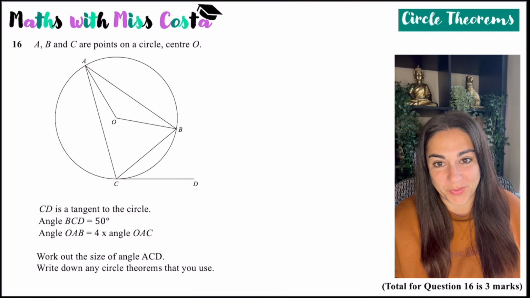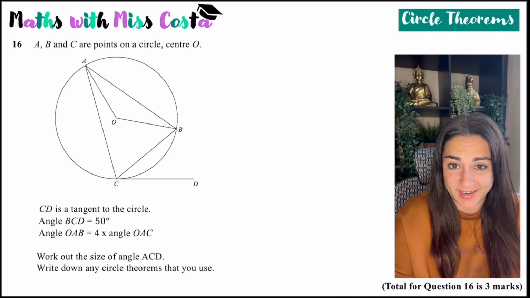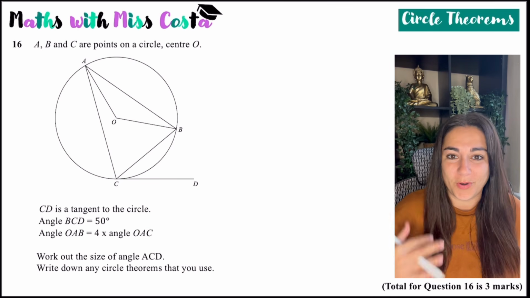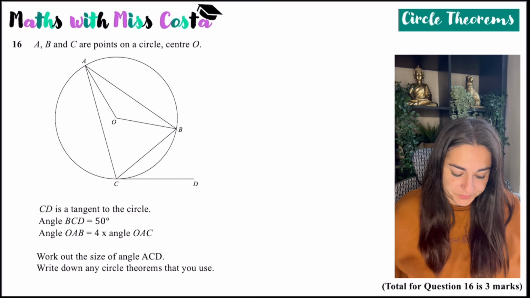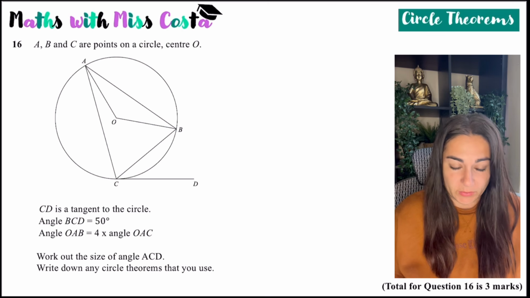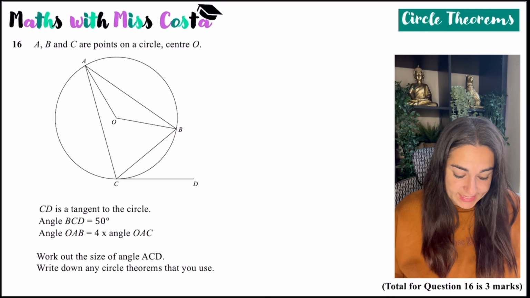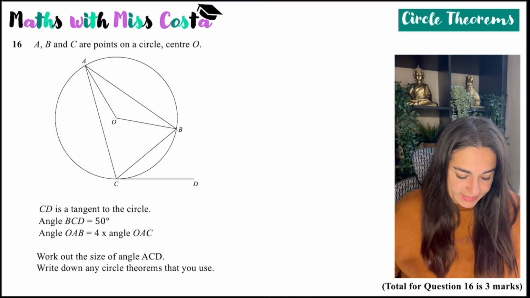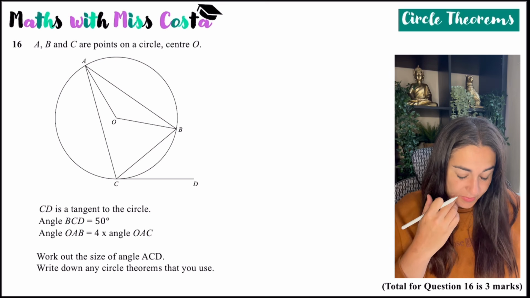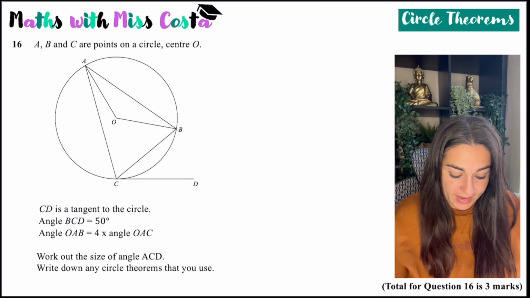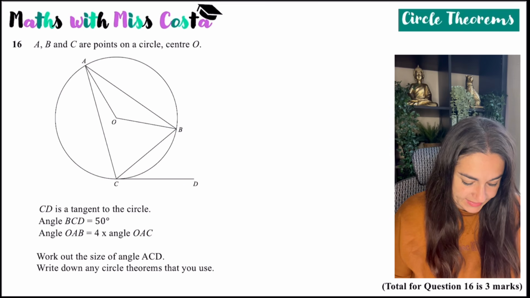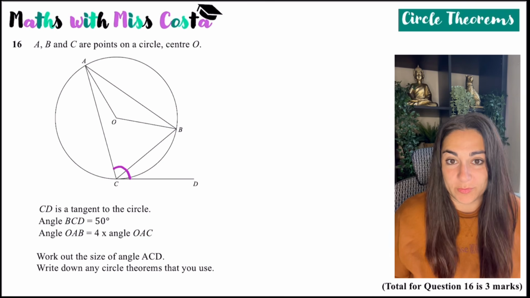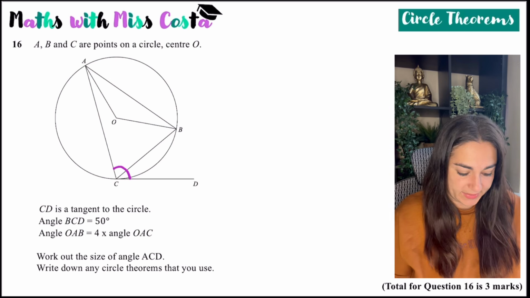Okay, so now we've got a circle theorems question. So it's really important that you know all of your circle theorems, because you're going to be drawing from memory and trying to figure out which one you're going to use here. So I'm told that A, B and C are points on a circle centre O, CD is a tangent to the circle, angle BCD is 50 degrees, and I know that angle OAB is 4 times whatever angle OAC is. And I need to work out the size of angle ACD. So ACD is this whole angle here. So that's helpful to know, because that's what I'm working towards.